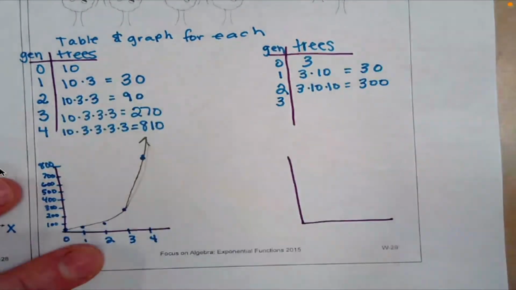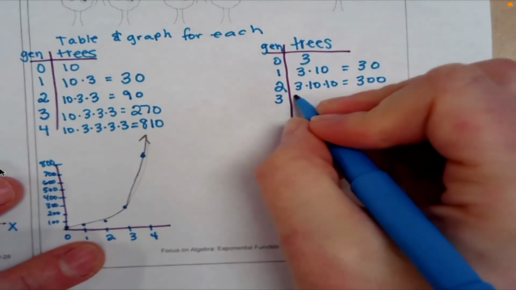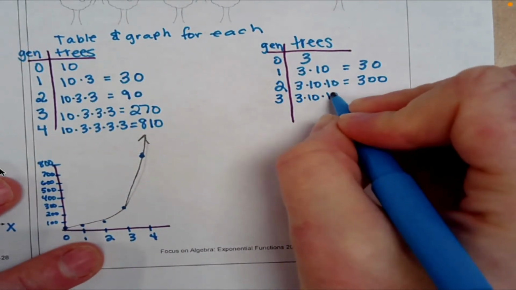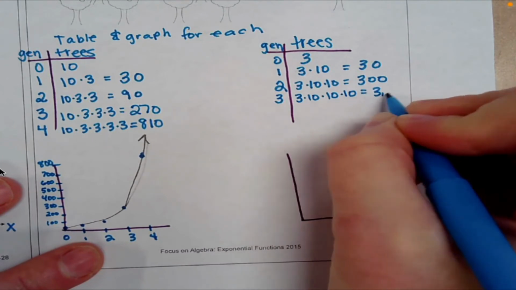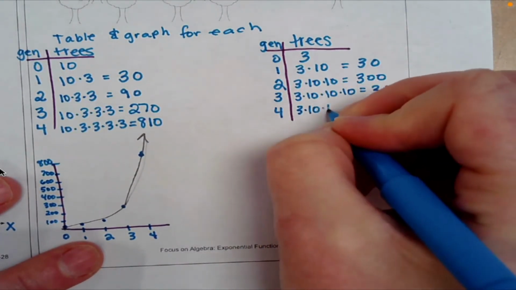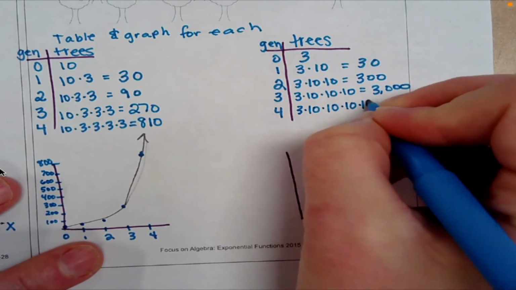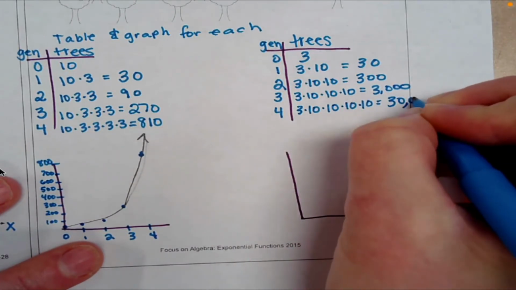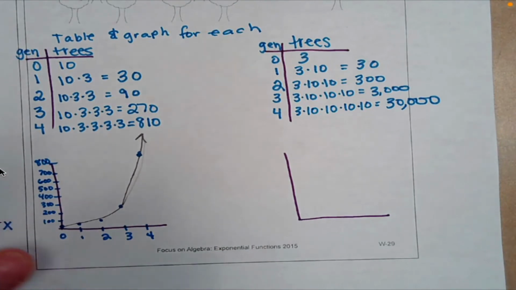Next generation. 3,000. Then the 4th generation, 30,000. After that it's 300,000.